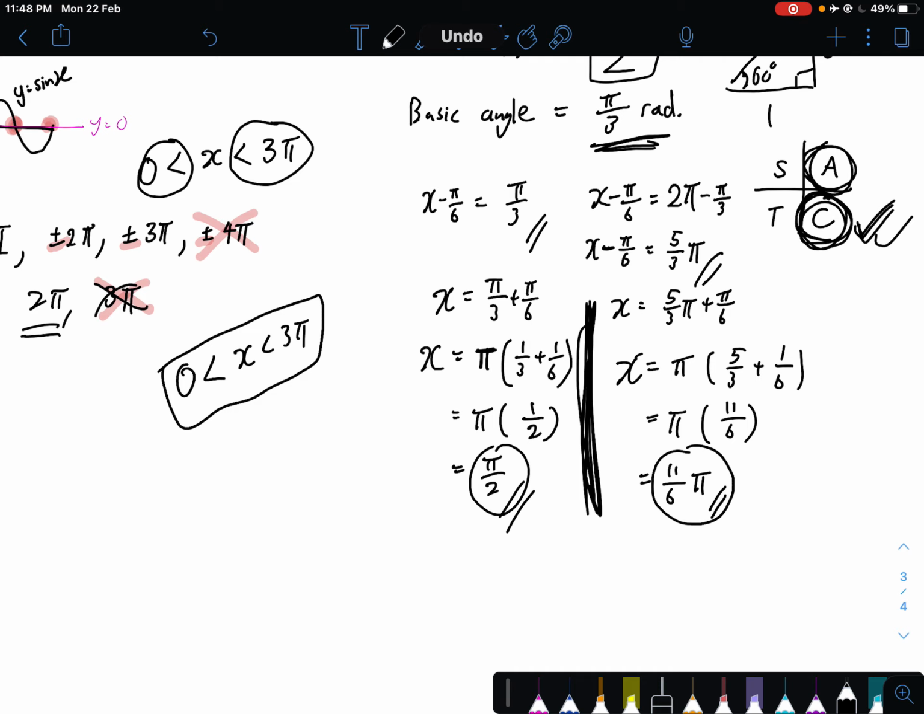But wait, here's a suggestion. Here's a wild idea. What if there are more angles than these? Since the standard question is 0 to 2 pi, but now, I don't know if you can notice, they change it to 3 pi. Don't you think that it's possible that we could have more answers?